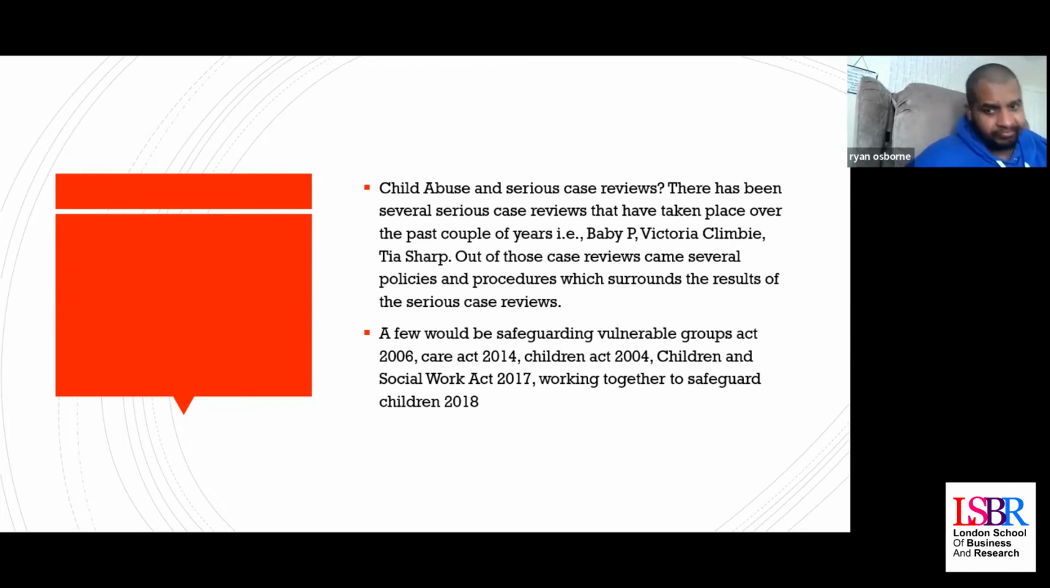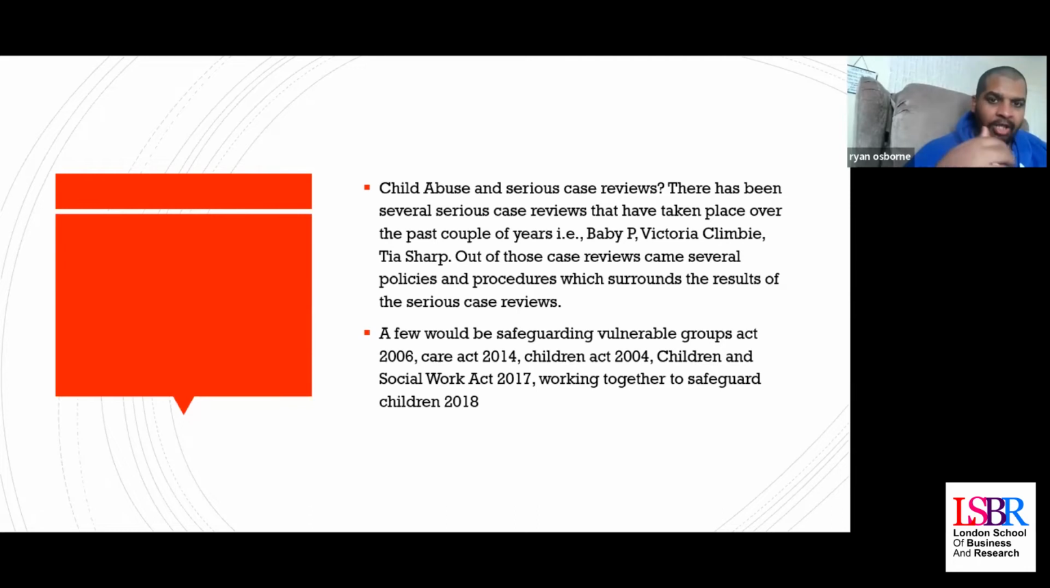Another one is the Children and Social Work Act 2017. That in itself is another one, which is now looking at looked after children who are in care.